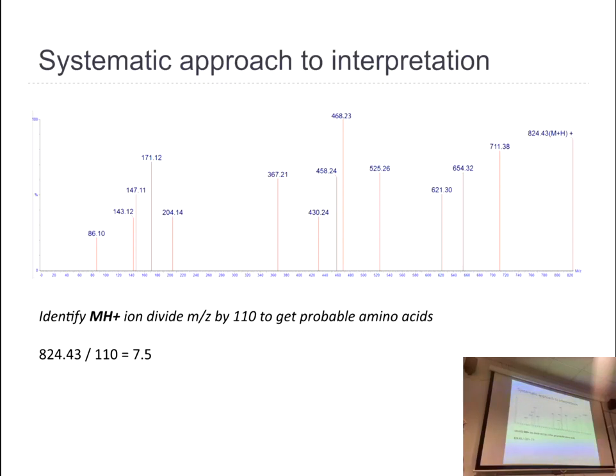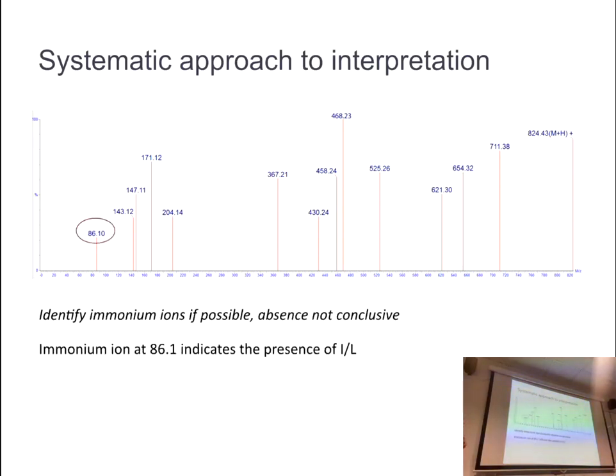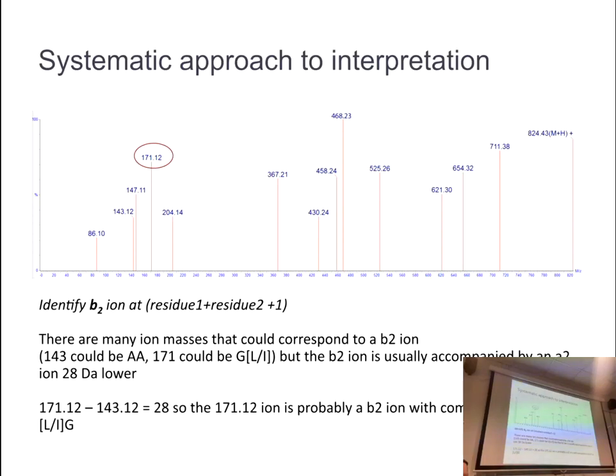So this is obviously a bit longer. Let's do it together quickly. You identify the precursor, divide by 110. We've got about 8 amino acids, so this is a bit longer. So you look at the ammonium ions. Do you find anything? Yes. The 86.1 would indicate the presence of a leucine or an isoleucine. Great.